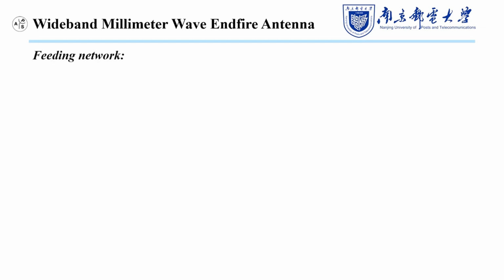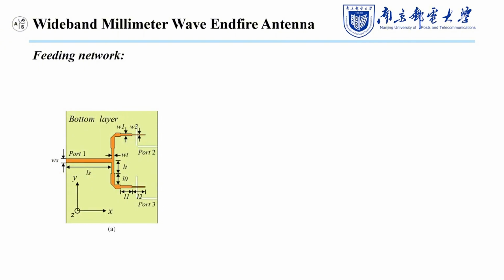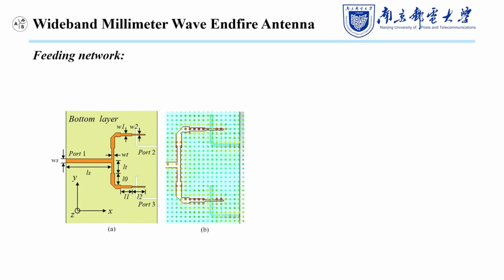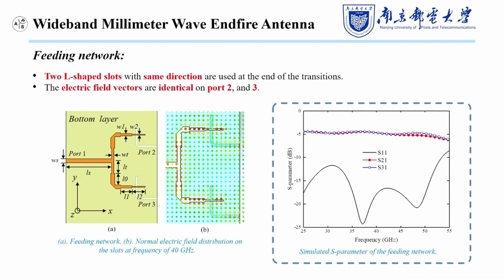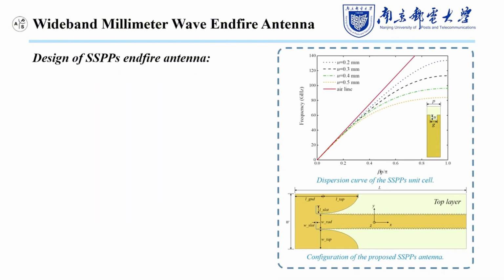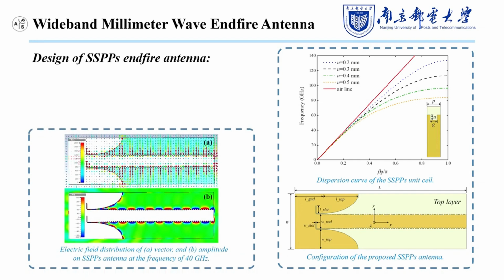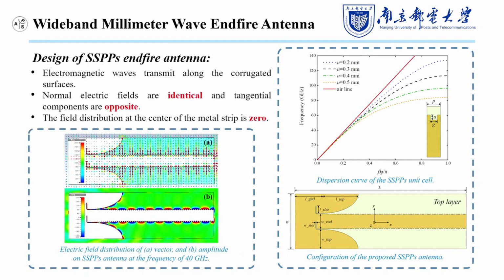Based on this conclusion, the feeding network is comprised of a T-shaped power divider and two-step impedance transitions from microstrip line to slot. Besides, to effectively excite the two identically normal electric fields along the two corrugated surfaces, two L-shaped slots with the same direction are used and placed at the end of the transitions. By simulating the dispersion curve of the SSPPs unit cell, we chose an appropriate size, and we can find that the proposed SSPPs antenna has realized an Endfire beam with zero tilted angle.